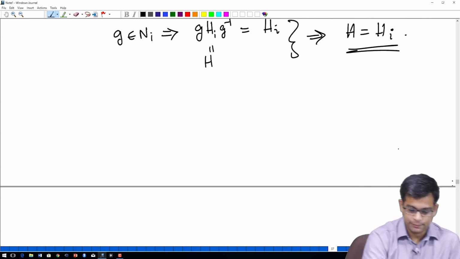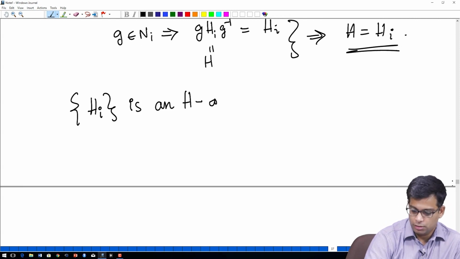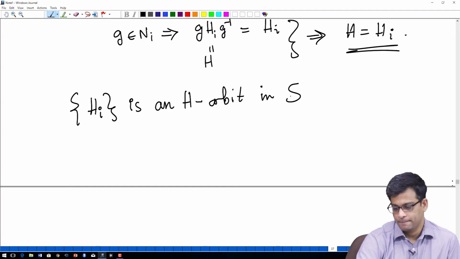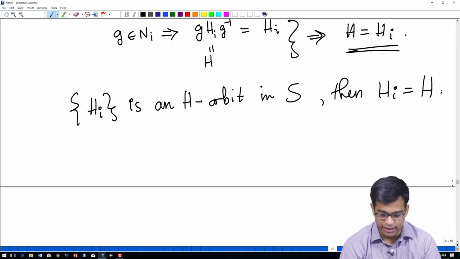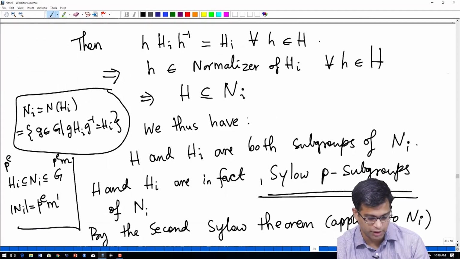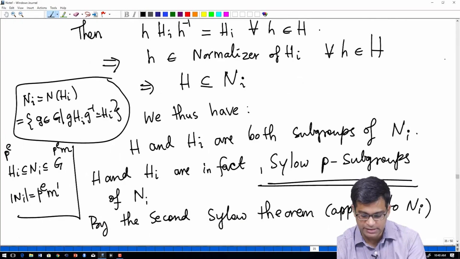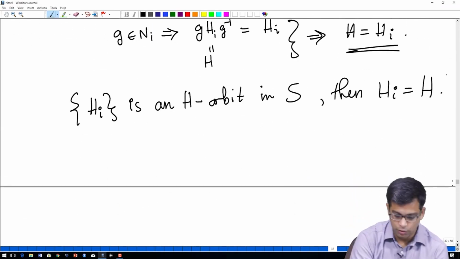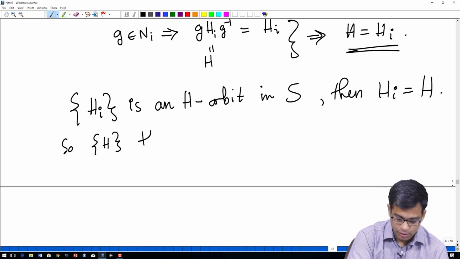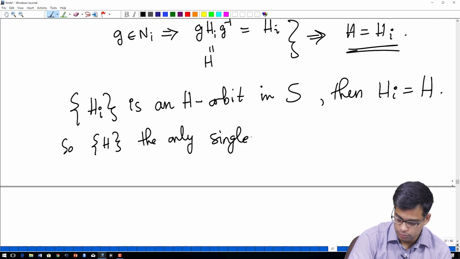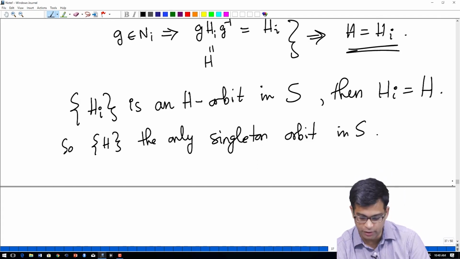So, the upshot of all this is, if H_i is an H-orbit in S by itself, then H_i is equal to H. What we have shown is that H is an orbit by itself, that is okay, but if H_i is an orbit by itself, we must have that H_i is equal to H. So H is the only singleton orbit of S. Singleton orbit means an orbit consisting of a single element.